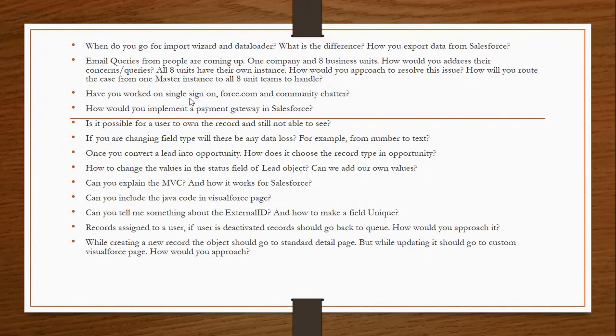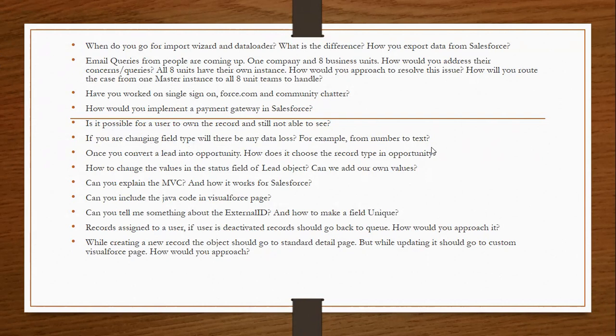How do you work with single sign-on and community charters? How would you implement a payment gateway in Salesforce? Is it possible for a user to have access to a record and still not be able to see it? If you are changing field types, will there be any data loss?